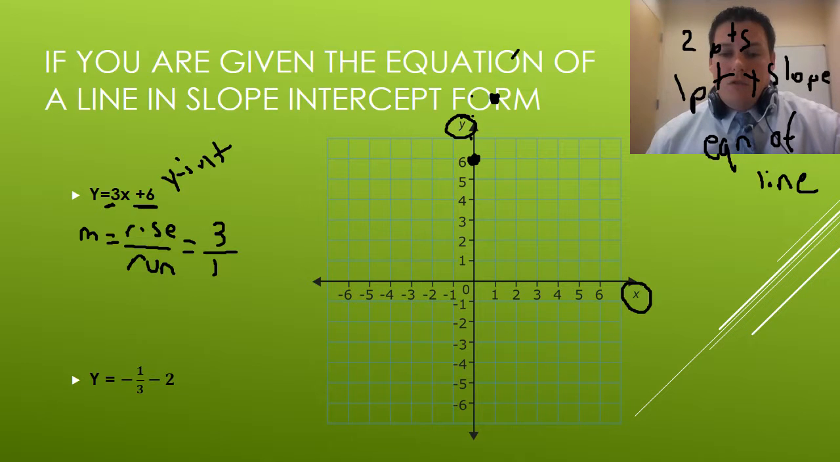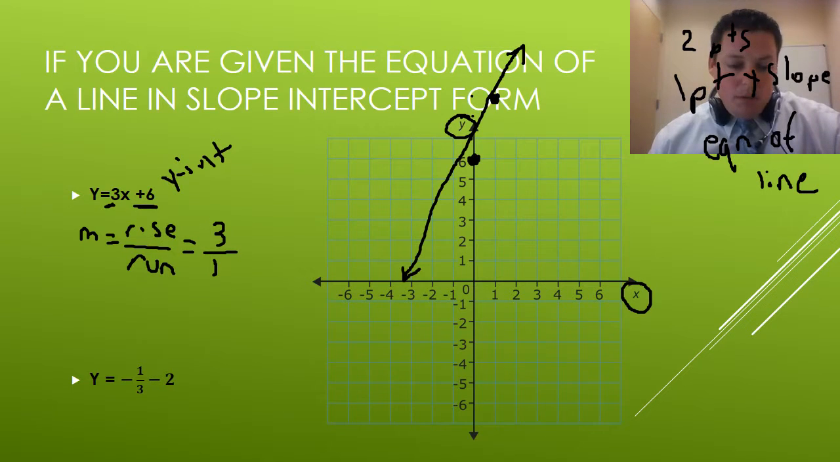So now we can draw a line through those 2 points. Okay, and obviously I didn't draw the straightest of lines. All right, so that line should go through both of those points. And that is how we would graph our line.